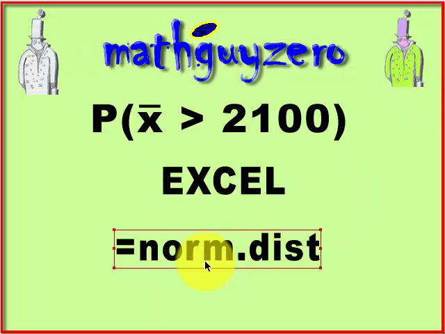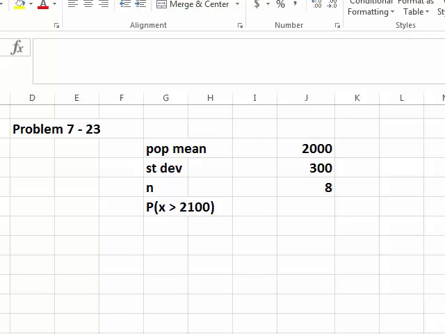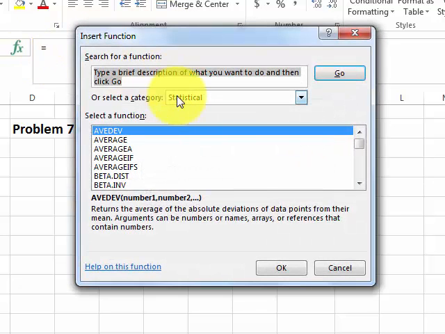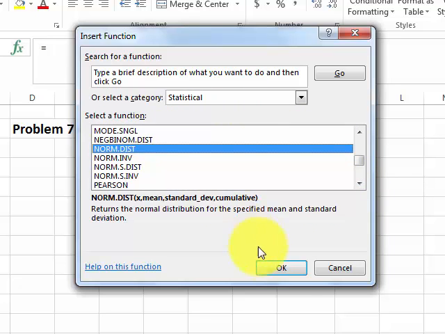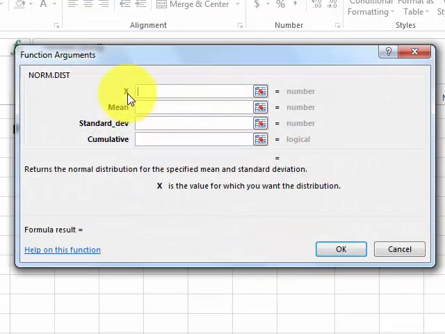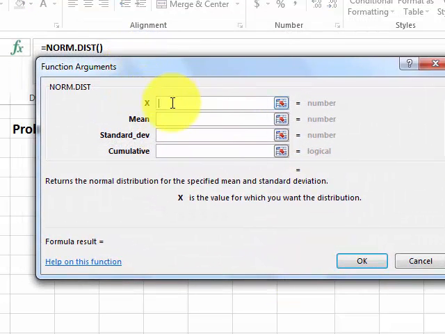We're going to use the norm dist function. So here's all the info: population mean, standard deviation, sample size, and what we're looking for. That should be an X bar, but I can't put a mean in Excel. So let's just pick a cell, any cell. We're going to go to the function bar. Make sure you're in statistical, and this is a norm dist problem again. So norm.dist. Click OK.